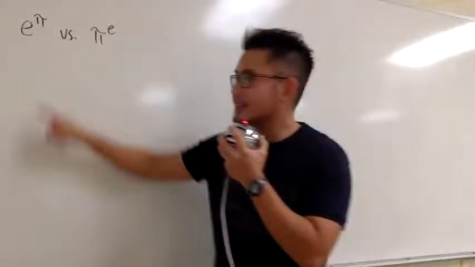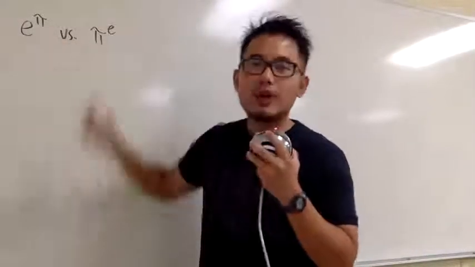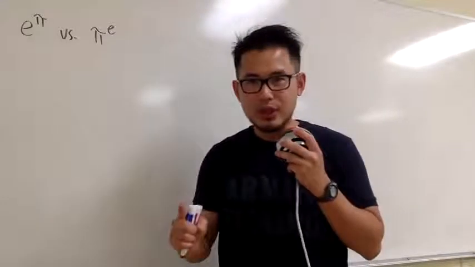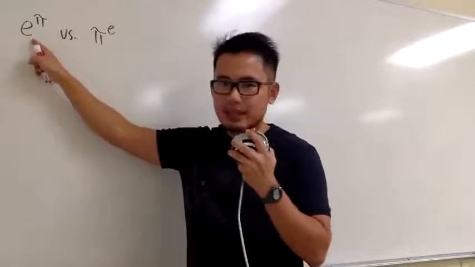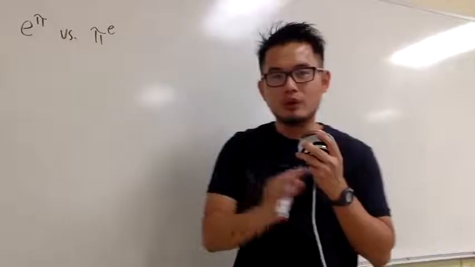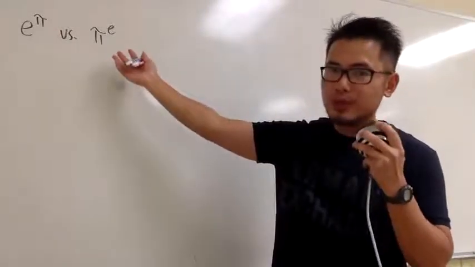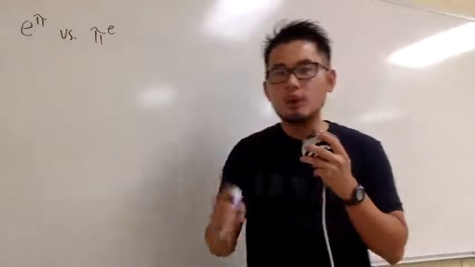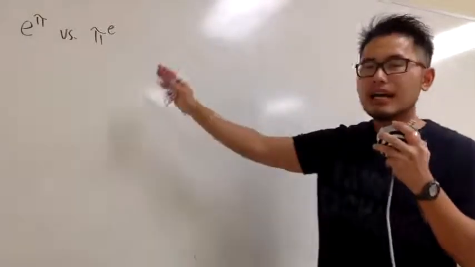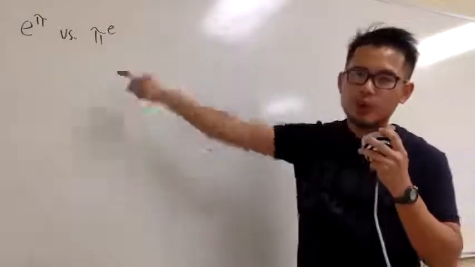Alright, here we have e to the pi versus pi to the e. Which one is bigger? As we know, e is about 2.71 something and pi is about 3.14 something. However, both of them are irrational, so we cannot just compute it, right? And of course, we are not going to use a calculator, otherwise that would defeat this great question.